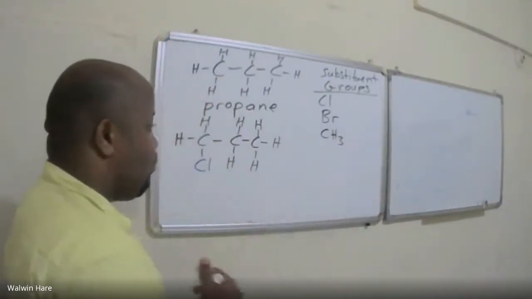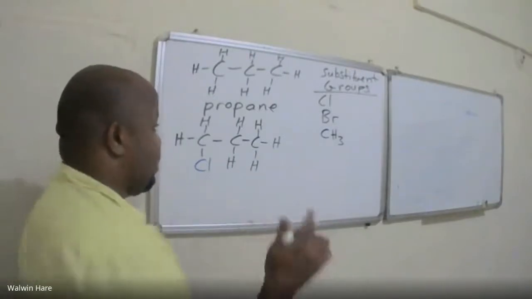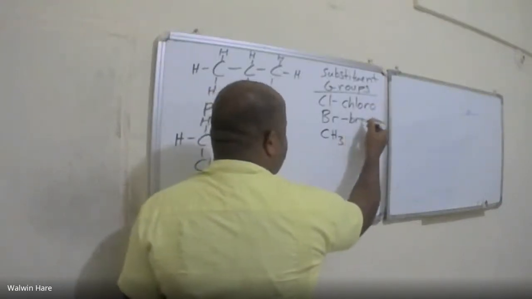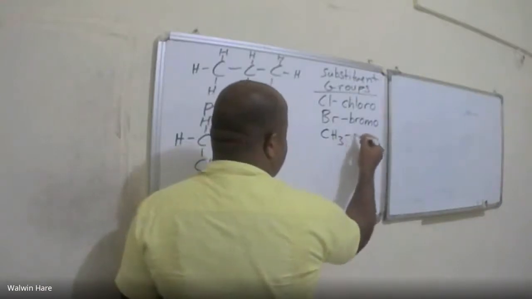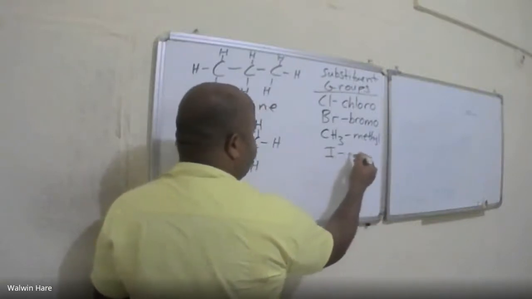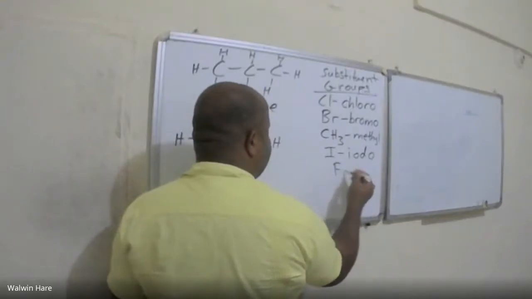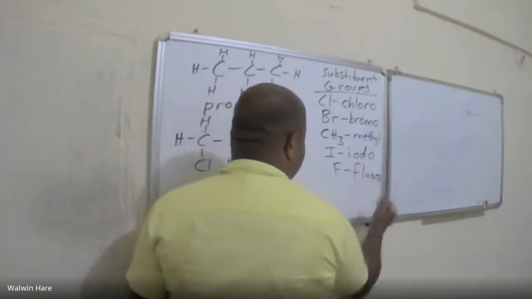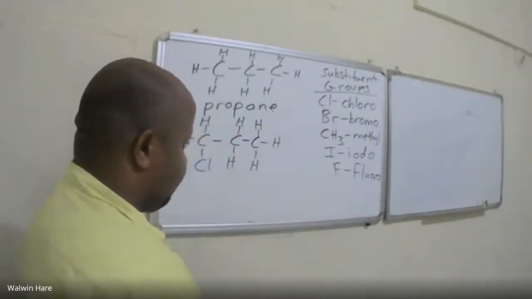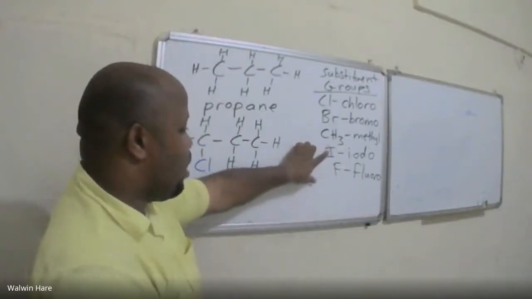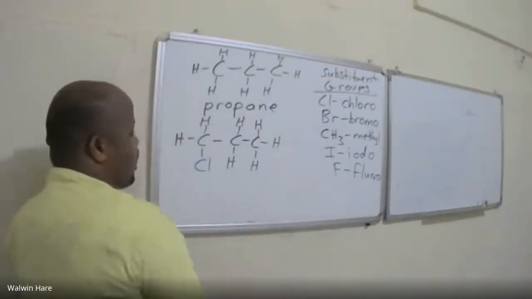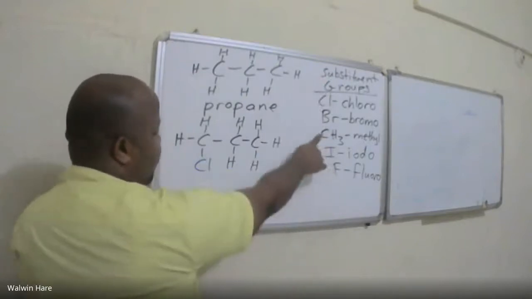Now, Cl, we are not going to call it chlorine. We are going to call it chloro. Br, we are going to call it bromo. And CH3 is called methyl. Just for education purposes, if it was I, it would be iodo. If it was F, it would be fluoro. But for CSEC, you most often say chloro, bromo, or methyl. So we are looking at the halogens, except for a methyl group.